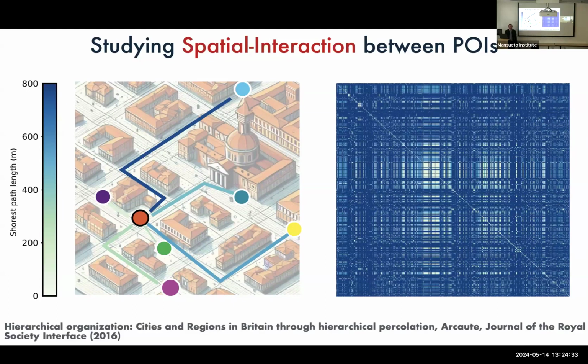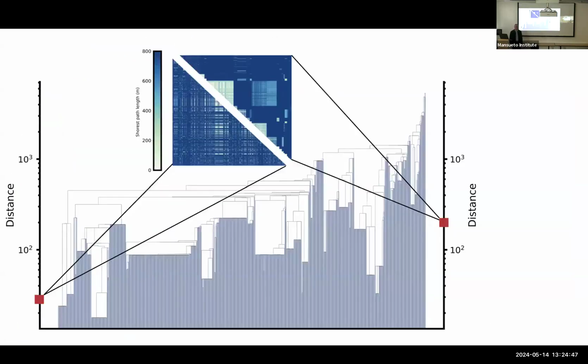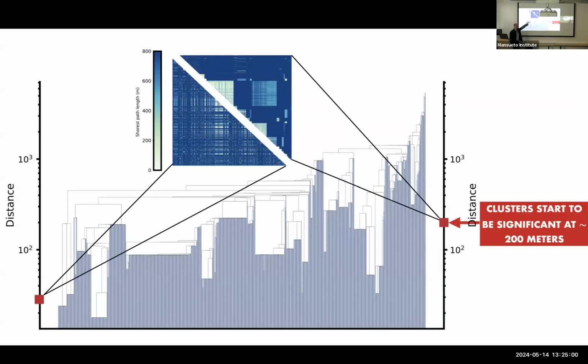Then we use an approach that's been developed by Elsa Pattu in 2017 on hierarchical percolation. So basically what we did is create a percolation. We cut our dataset depending on the distance between POI. And what we notice is that when we reach 200 meters, that is here, we are able to cluster the system in a very nice way.